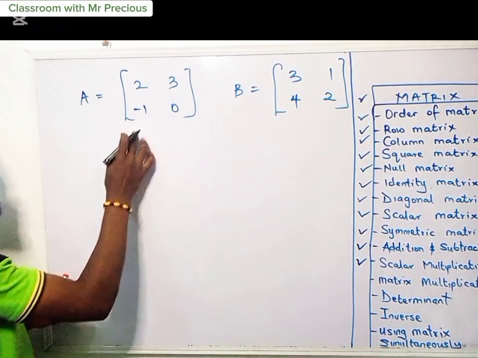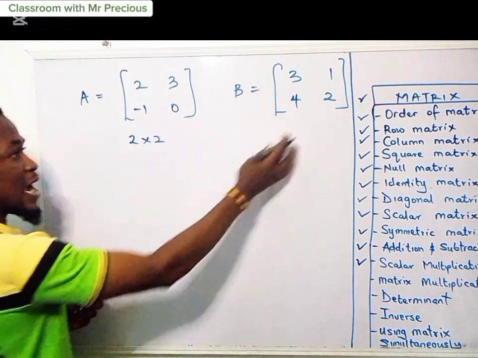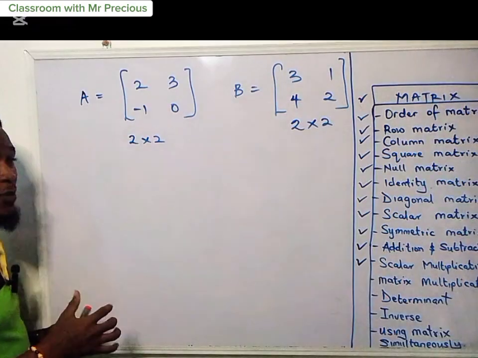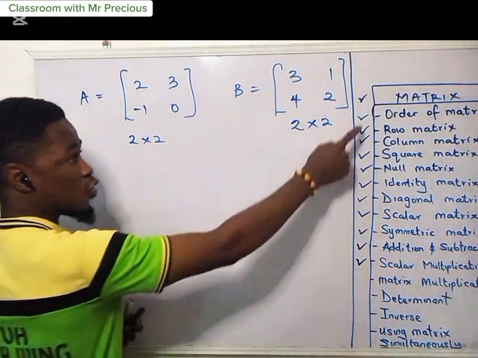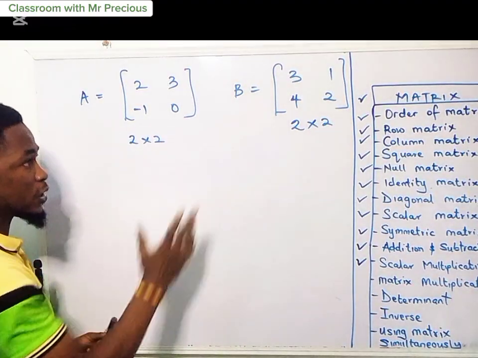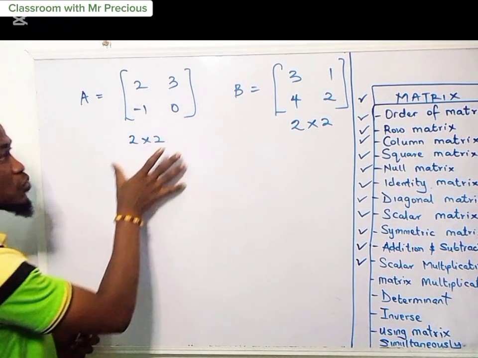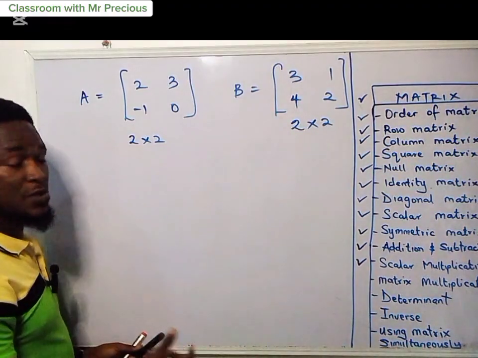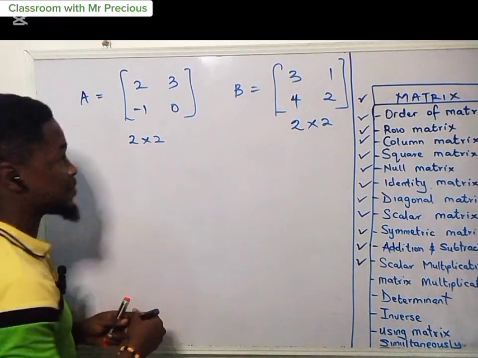So you can see that this is a 2 by 2 matrix, and this is also a 2 by 2 matrix. If you don't understand what I mean by all these 2 by 2, 3 by 2, go back to where I was talking about order of matrix. So this is row and column. Now if they want to multiply, can they multiply? This and this are the same. Yes, they can multiply. So how do they multiply?